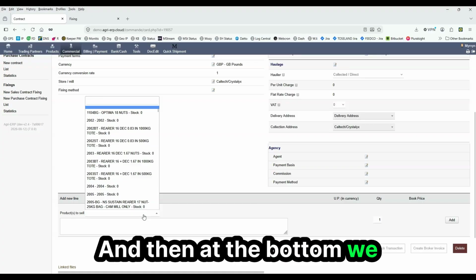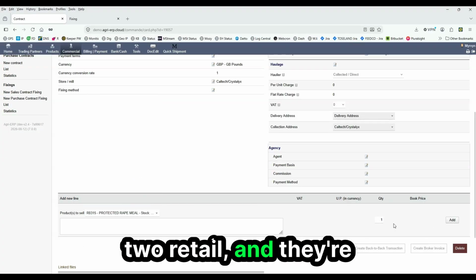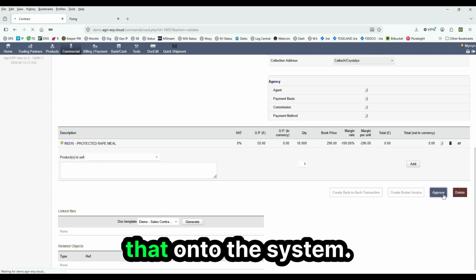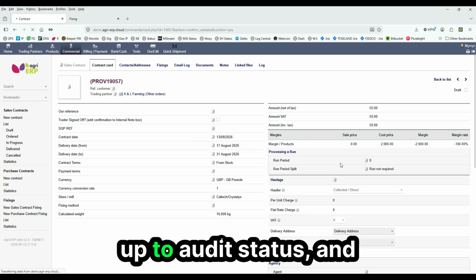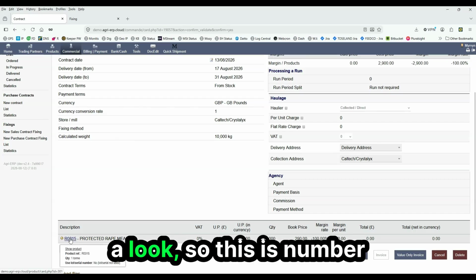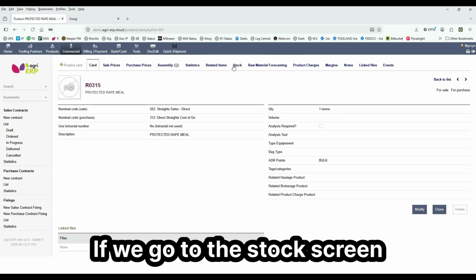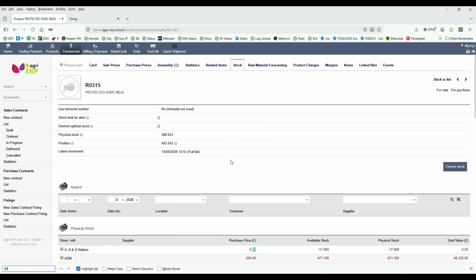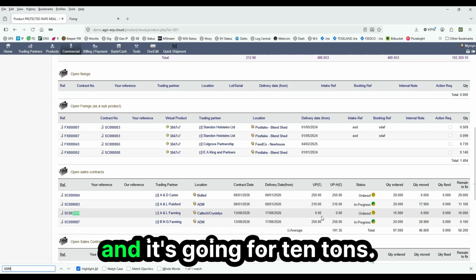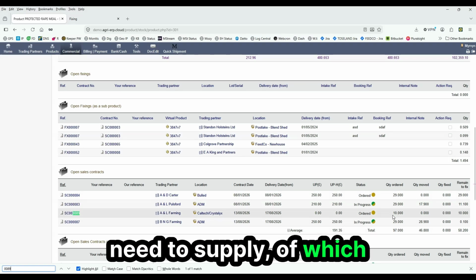And then at the bottom, we will go 315 to retail. And they're going to have, we'll approve that onto the system. So the draft's moved up to ordered status, and that's ready to go now. If we then went and had a look, so this is sales contract 89. If we go to the stock screen, we can see here that we've got an open sales contract that we've just loaded, and it's going for 10 tons. And so overall, we've got 97 tons that we need to supply, of which 10 tons is this contract that we're looking at.